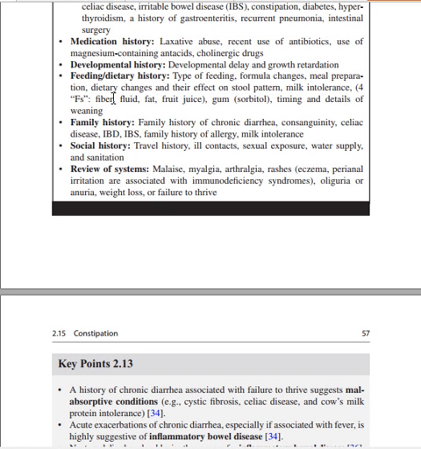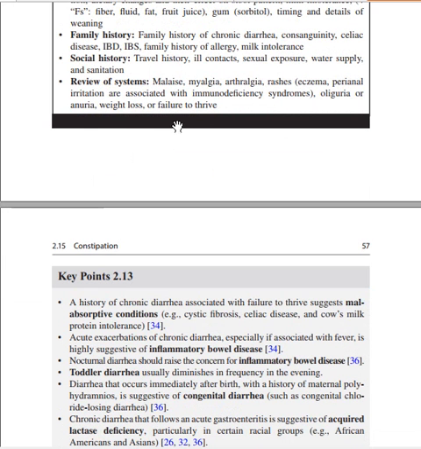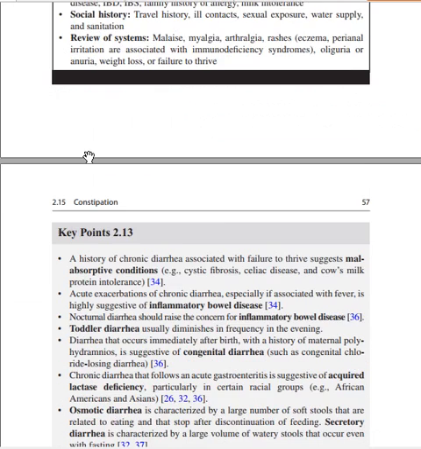Fibers can result in diarrhea and can result in an allergy and diarrhea. Fluids, fat, and fruit juice. Family history of inflammatory bowel disease, irritable bowel syndrome, and family history of allergy and milk intolerance, and so on.